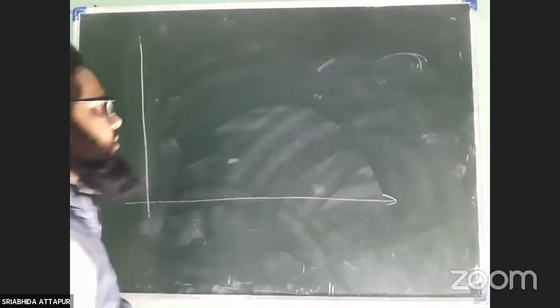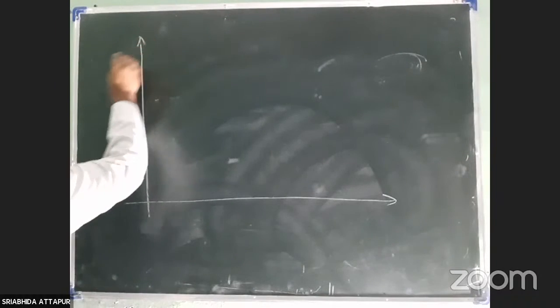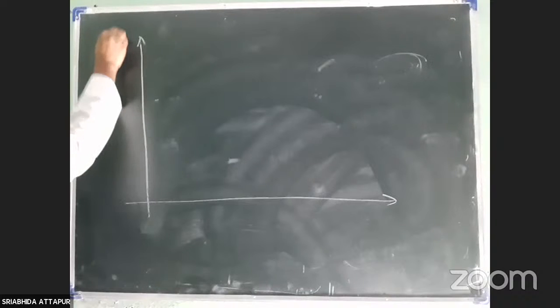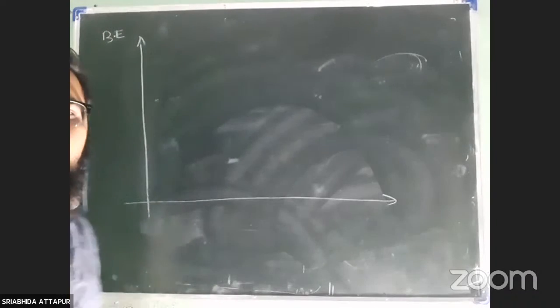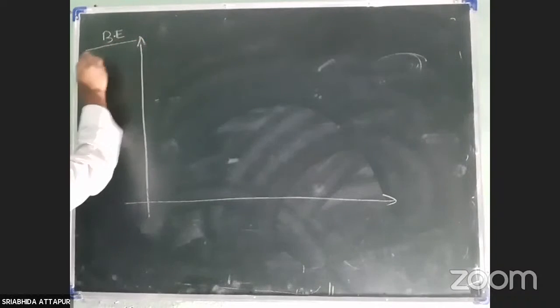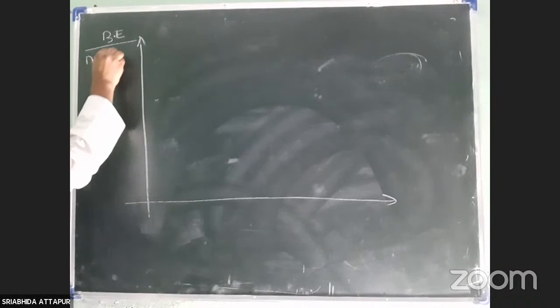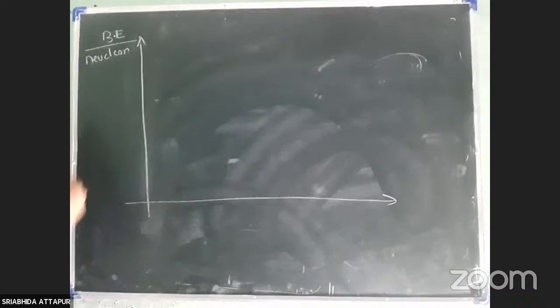Now listen, graph. At that day, what I told: binding energy per nucleon will tell you stability. If I draw the graph of binding energy, no one is going to ask you the graph, but if you remember, it's good. Binding energy per nucleon. Everyone knows the meaning of nucleon: nucleon means neutron plus proton.